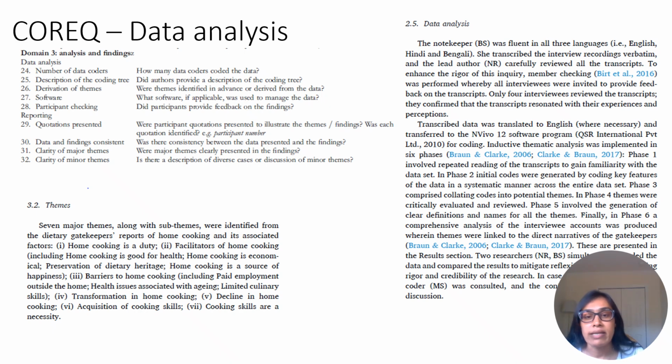Coherence. There should be coherence, and it's for all research papers. It's not just for qualitative research papers using a COREQ checklist. It's for any kind of research paper. There has to be consistency. Any paper talks about coherence between the findings. Clarity of major themes. We generally say major primary themes, or just themes and sub-themes, and clarity of minor themes, whether it's there or not. So we'll go ahead and discuss.